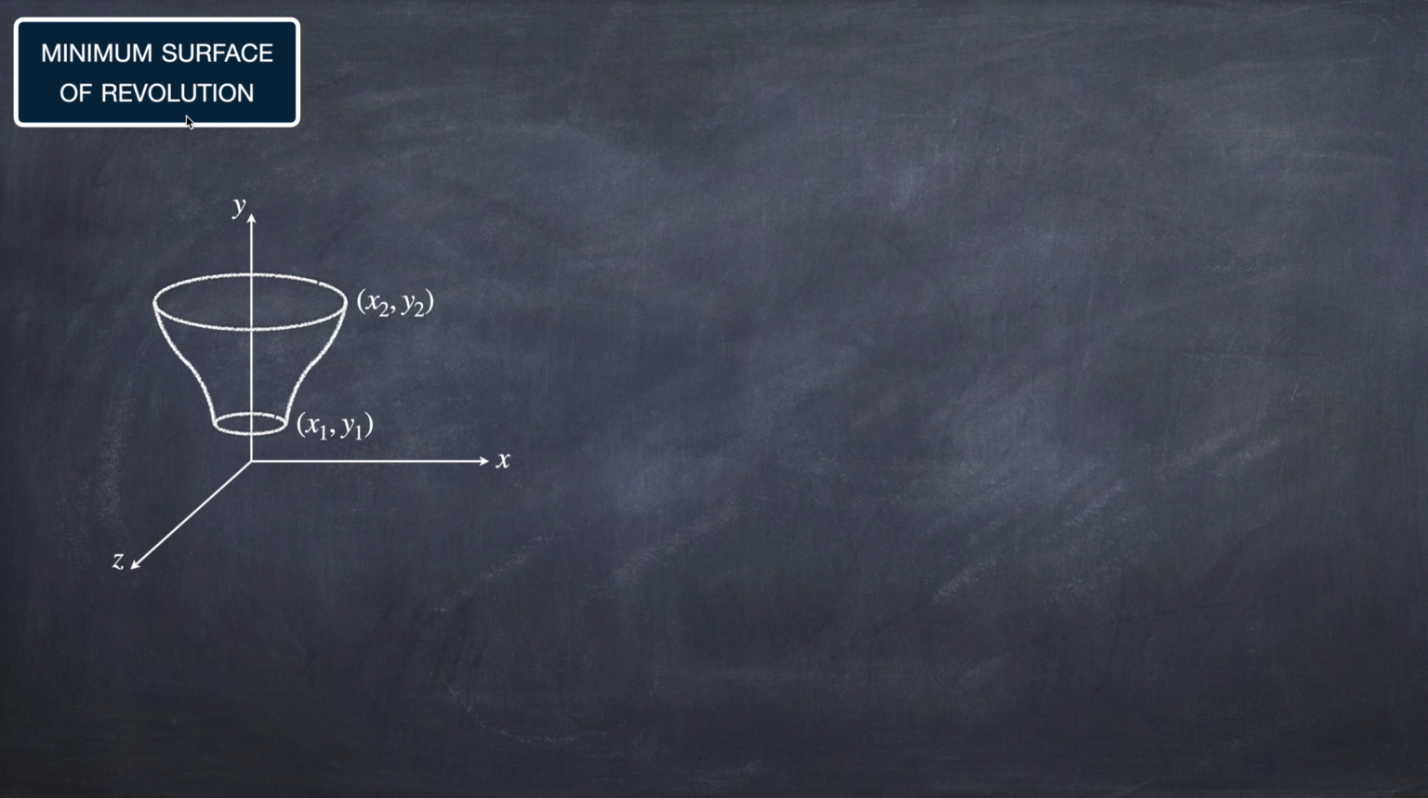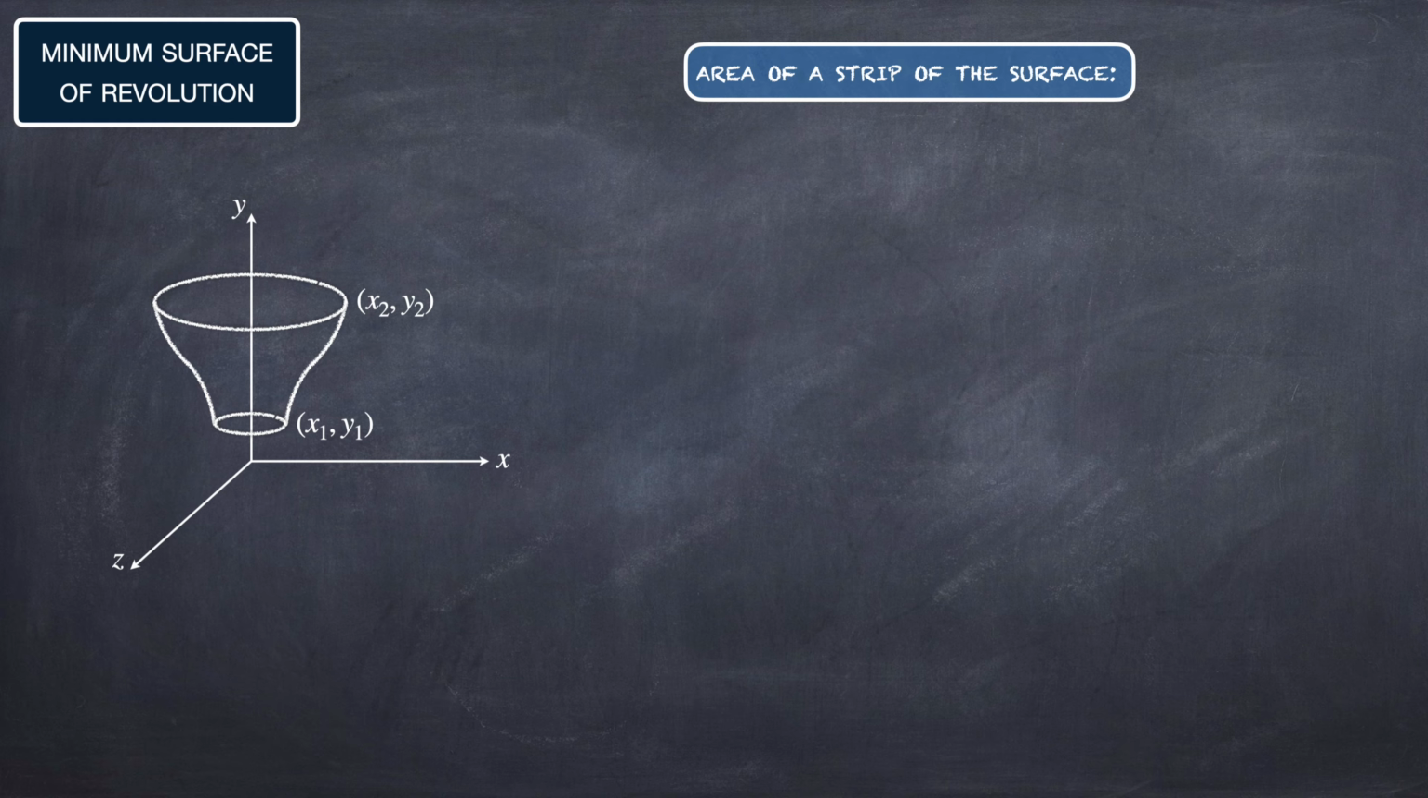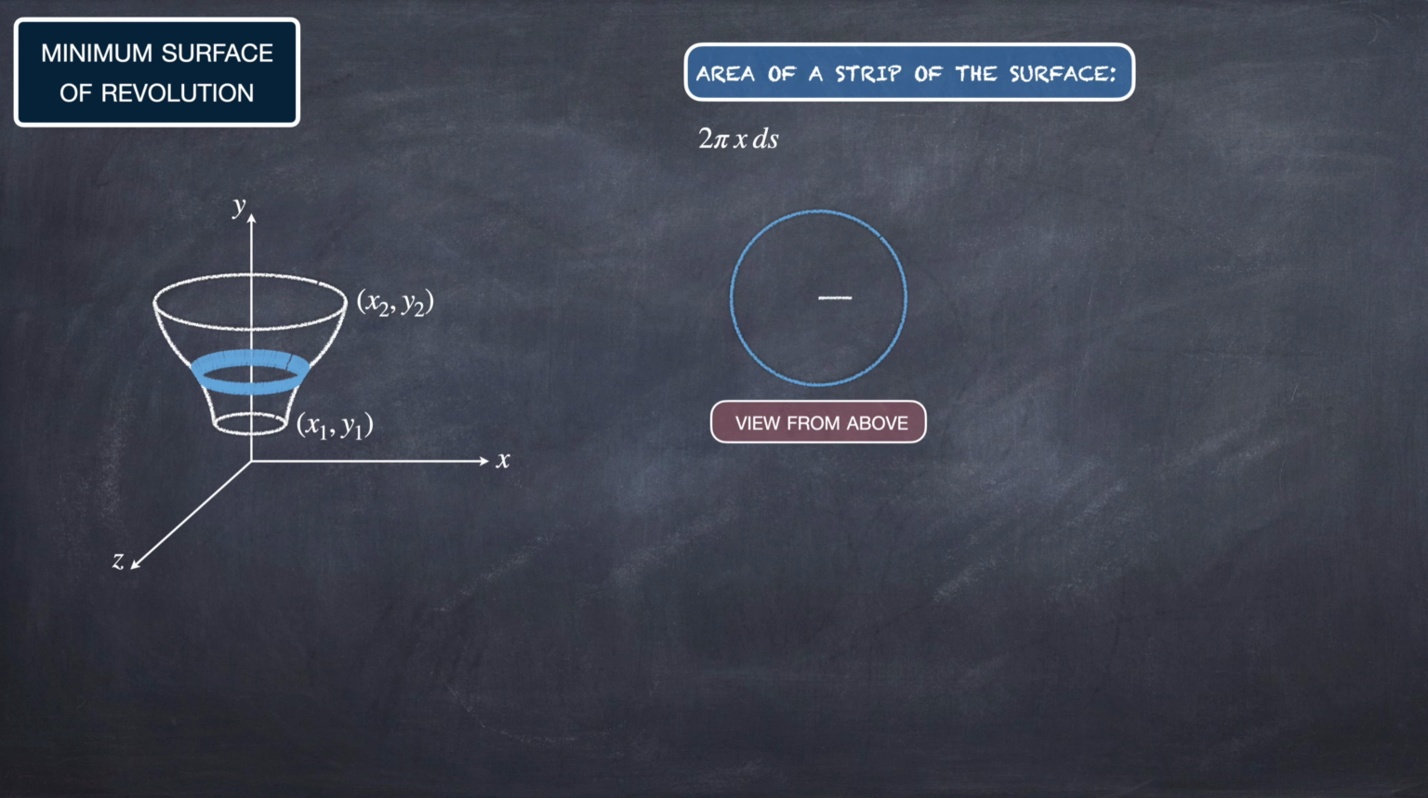Since we want the minimum surface of revolution, we need to find the curve for which the surface is a minimum. The area of a strip of that surface is 2 pi x ds. To make it easy, let's see the view from above. We see that the circumference with radius x is 2 pi x, and the area is 2 pi x times ds, the height of this strip.